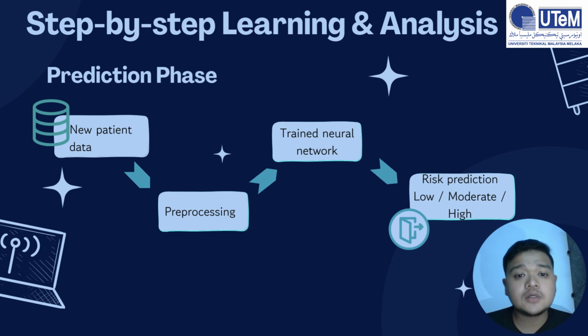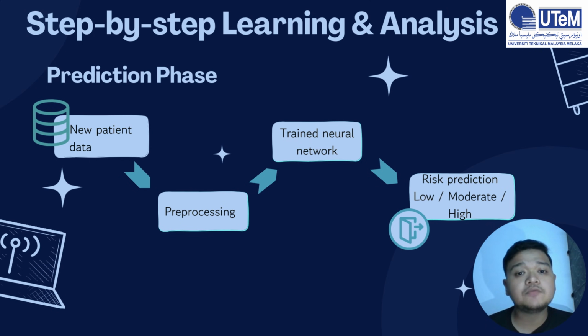In this phase, a new patient's health information is entered into the system. The input data includes the same features used during training, such as glucose level, BMI, blood pressure, and age. The new data first undergoes the same pre-processing steps to ensure consistency with the training data. The processed data is then passed into the trained neural network. Unlike the training phase, no weight updates occur during prediction. The network simply uses the knowledge it has learned to generate an output.